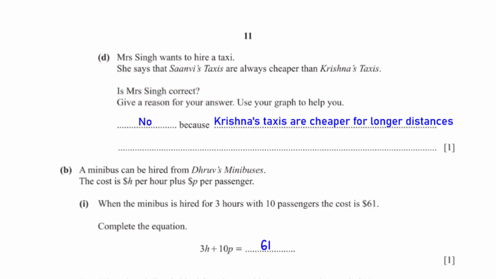A minibus can be hired from Draft's minibuses. The cost is $8 per hour plus $p per passenger. When the minibus is hired for 3 hours with 10 passengers, the cost is $61. Complete the equation. 3h plus 10p equals blank. From the question, we've been given 3h plus 10p to be 61.